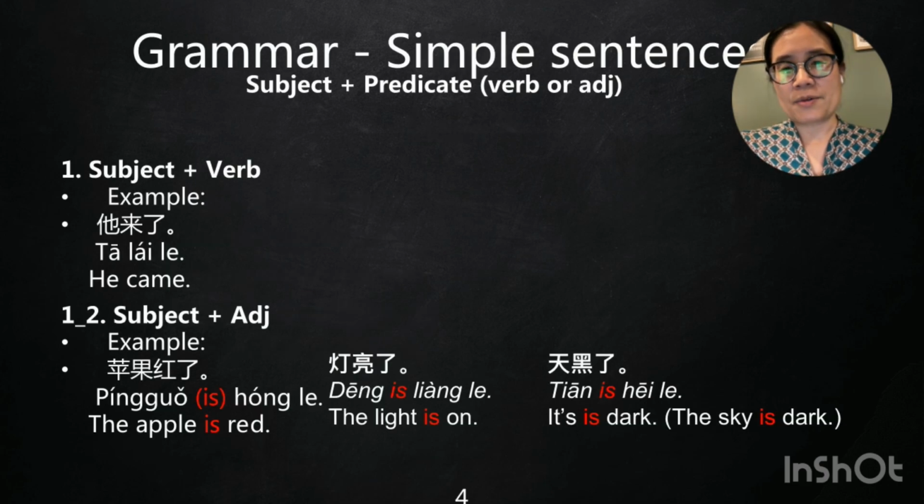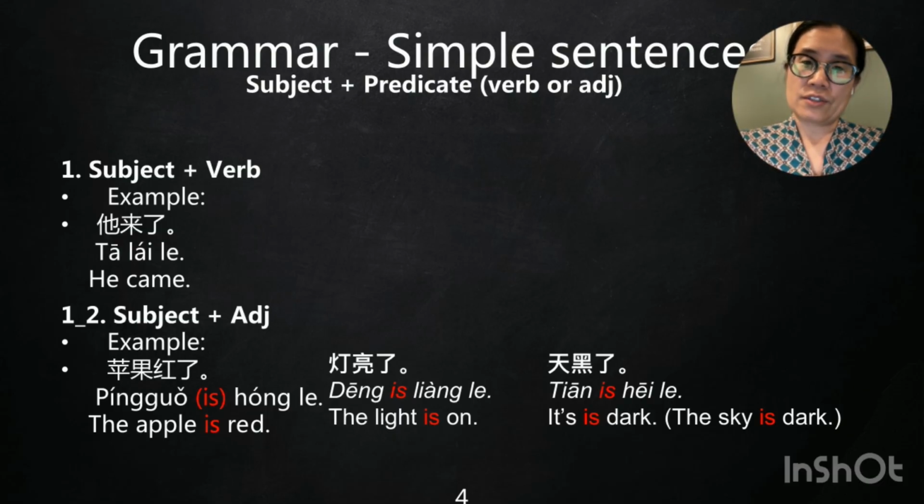Simple sentences are usually built with a subject and a predicate. The predicate can be a verb or an adjective. First, we have the most basic structure, which is a subject-verb structure. For example, 他来了. In English, it means he came. This is a basic sentence with a subject and an action or a verb, 来了, or come.